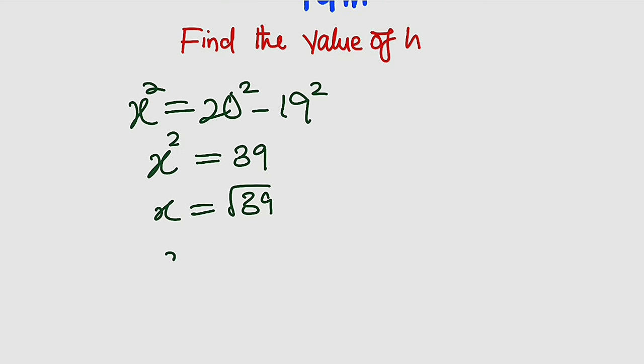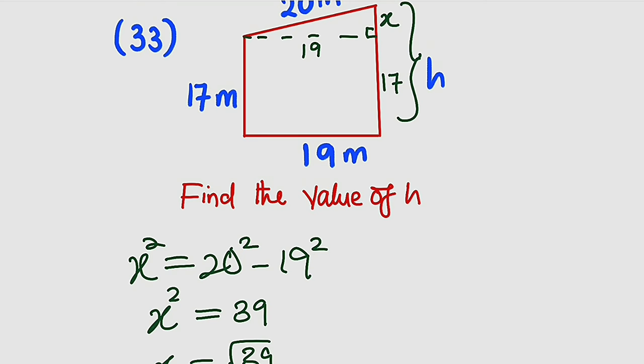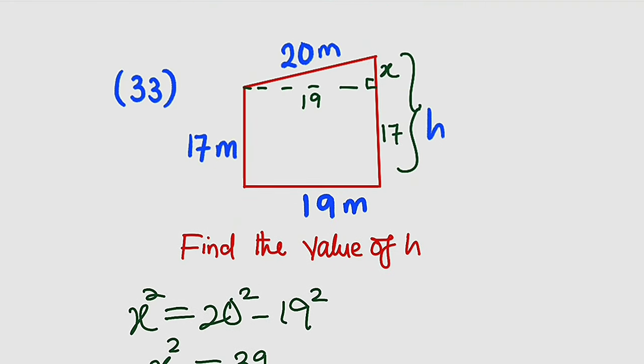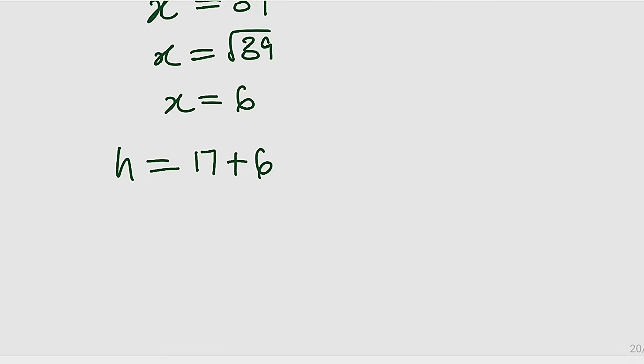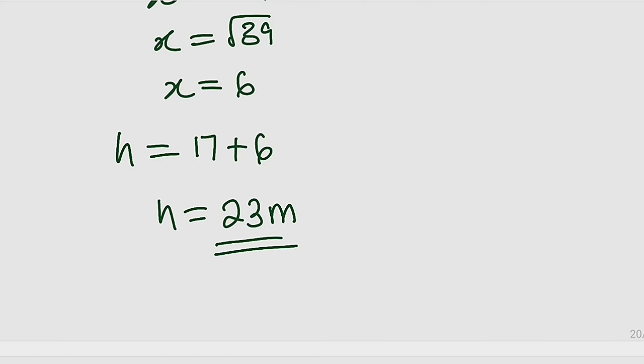And the square root of 39 is equal to 6 to the nearest whole number, because according to the question, I have not written the full question here, it is talking about the nearest whole number. So if x is 6, what will be h? h will be the sum of what? 17 and x, which is 6. And this will give us what? 23. Therefore, h is equal to 23 meters. Is it in meters? Yeah. And this is said to be the solution to this problem.